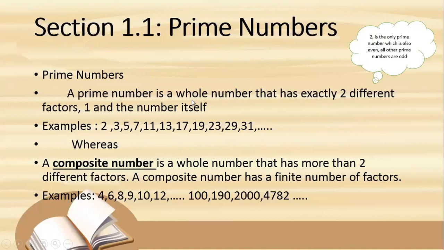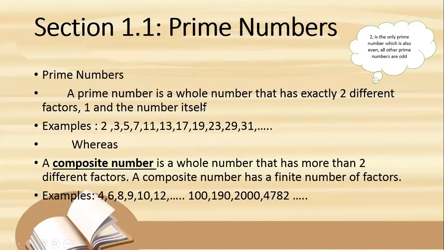A prime number is a whole number, so it means if the number is a decimal number, you are not going to consider it as a whole number, and you will not consider it as a prime number. Prime numbers are only whole numbers. Whole number means that there are no decimals in the number.